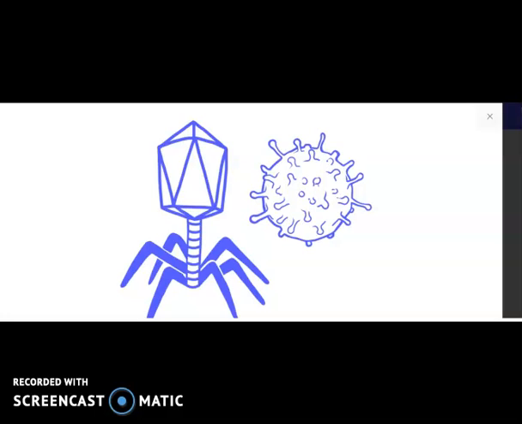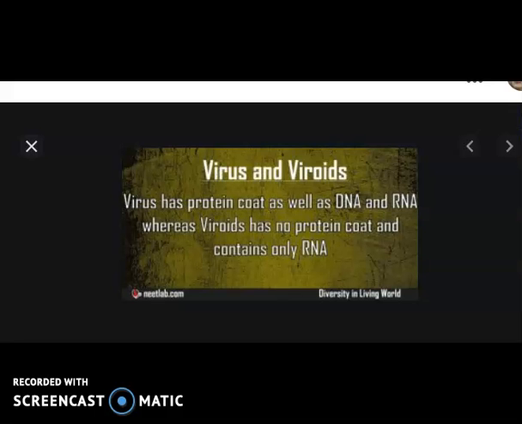Is a virus alive? Not really. When a virus is present outside the body, it shows a non-living form. But when a virus is present inside the body, it shows its living form. What is the difference between virus and viroid? Virus has a protein coat as well as DNA or RNA, whereas viroid has no protein coat and contains only RNA.